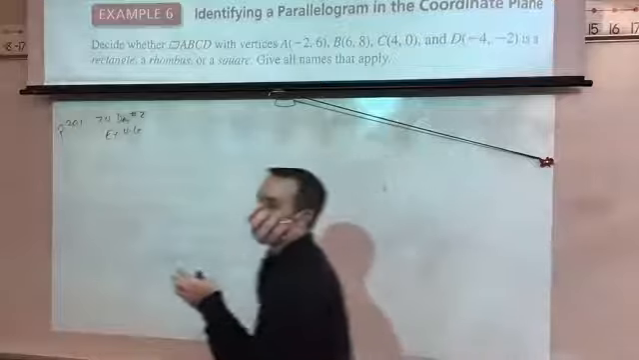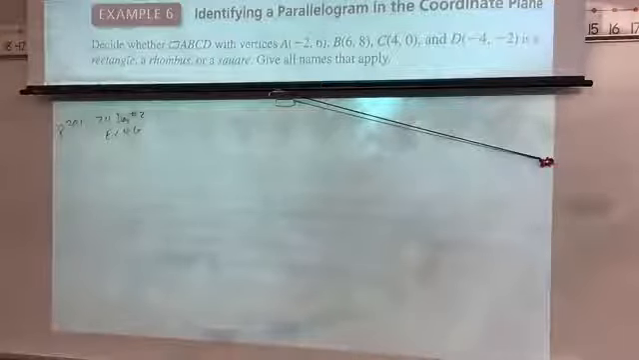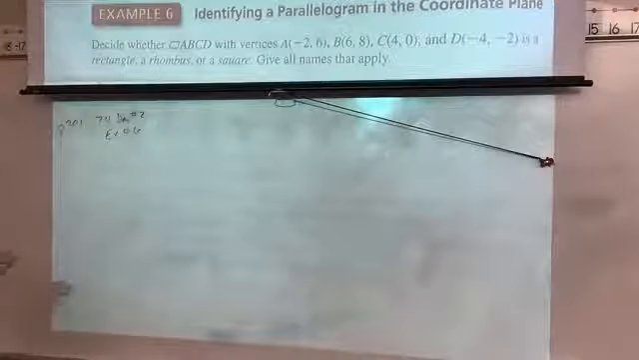They're telling us that it's a parallelogram with the name, right? Parallelogram ABCD. But now we want to know, is it a rectangle, a rhombus, or a square? So what we're going to do, and there are different ways that you can go about figuring this out.